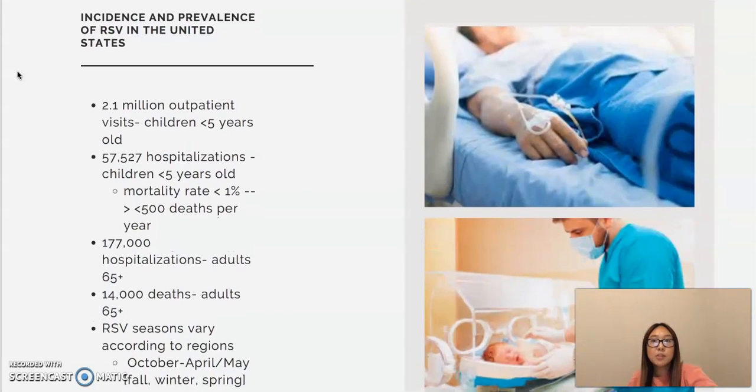In the US, there are also saturated numbers of RSV infected individuals that contribute to hospitalizations, outpatient visits, deaths, and ultimately the numbers increase, especially during the seasonal epidemics. However, the mortality rate is less than 1% and less than 500 deaths per year.